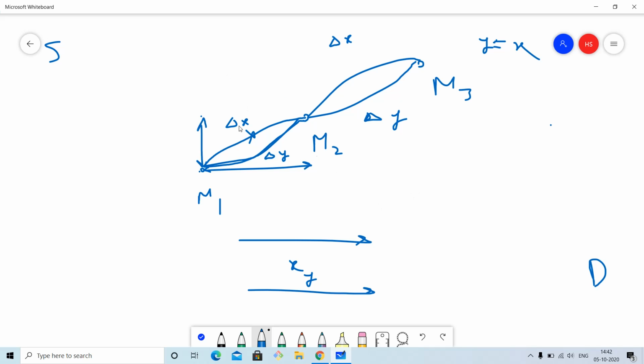And how will we compute the distance between any two points? We will simply compute their Manhattan distance. What is the Manhattan distance?